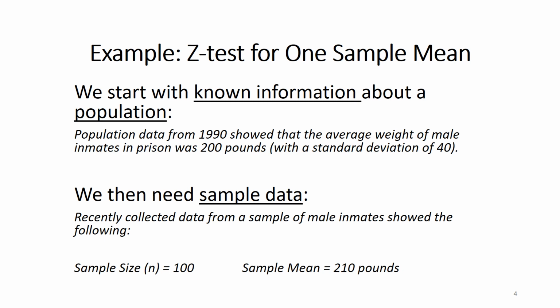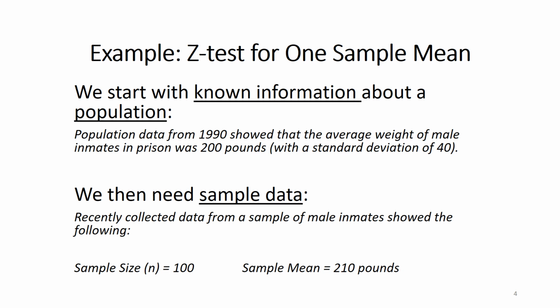So let's break it down looking at this. We start with known information about a population. So let's say, in our example, that population data from 1990 showed that the average weight of male inmates in prisons was 200 pounds with a standard deviation of 40. And let's say that in recently collected sample data, we found that a sample of size 100 male inmates showed the following: the sample size was 100 and the sample mean average weight was 210 pounds.